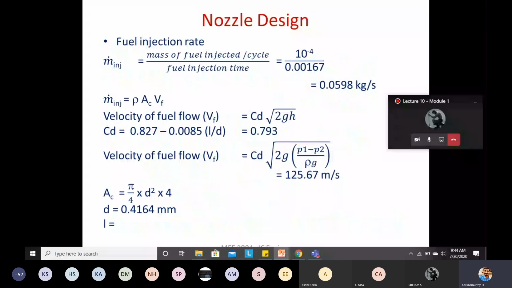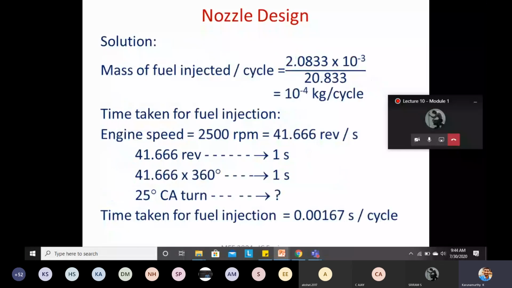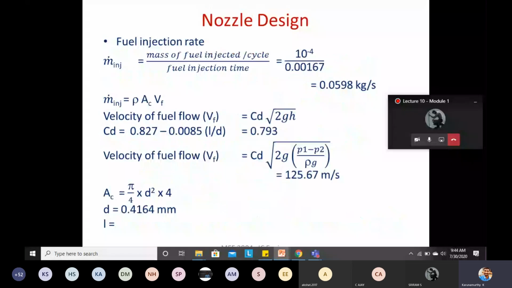And if you want to calculate the fuel injection rate per injection, then it is the mass of fuel injected per cycle, which we have already calculated as 0.1 gram, divided by the time taken for fuel injection. This is the mass of fuel injected per cycle. This is the time taken for fuel injection. So that gives you the mass flow rate of the fuel injection, which is 0.0598 kg per second. At this rate, fuel is injected during the fuel injection process.